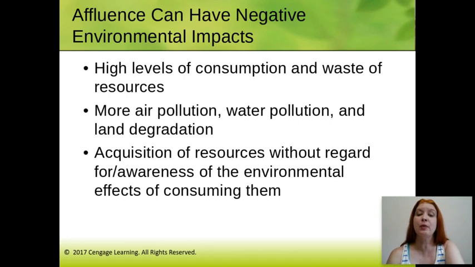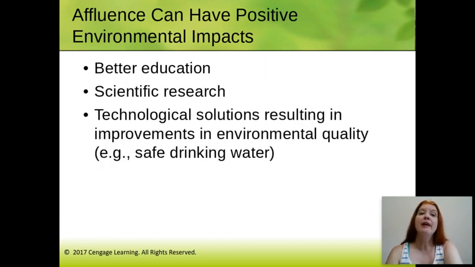Acquisition of resources without regard for or awareness of the environmental effect of consuming them. They want something, they get it. That's about it. You hear about famous people having crazy pets that they shouldn't be having, like a tiger. That would be an example. Affluence can have positive environmental impacts as well.